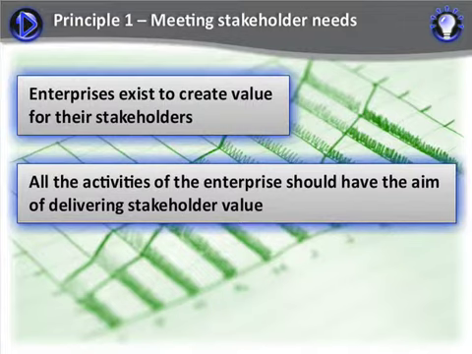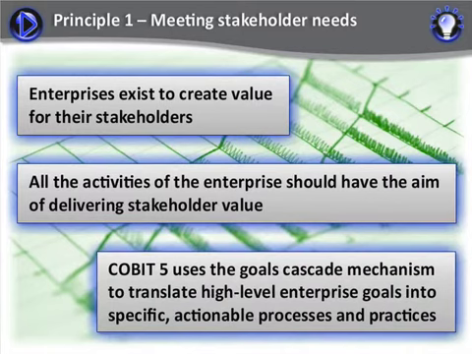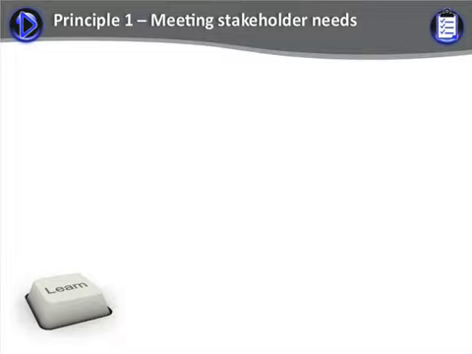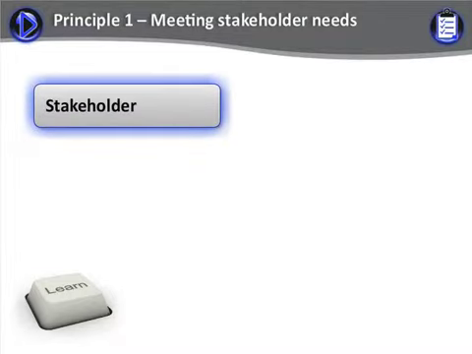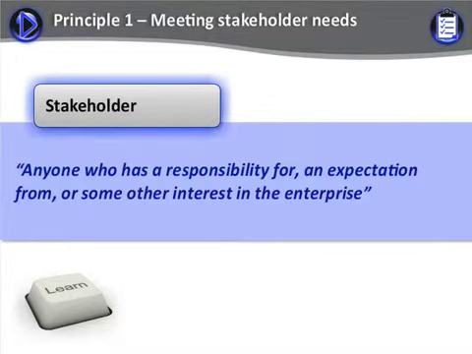We'll explore this later. COBIT 5 uses the goals cascade mechanism to translate high-level enterprise goals into specific actionable processes and practices. COBIT 5 defines a stakeholder as anyone who has a responsibility for, an expectation from, or some other interest in the enterprise.